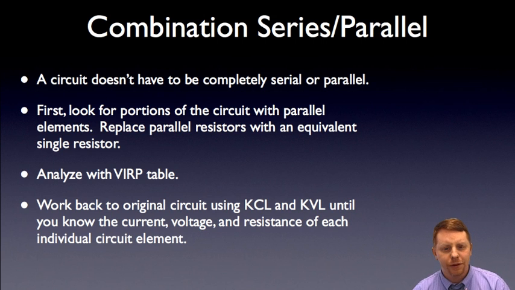But what happens if a circuit isn't completely serial or parallel? And that happens quite regularly. Well, look for portions of the circuit with parallel elements and see if you can't combine them into an equivalent element that's in series. Then analyze it with a VERP table and work your way back using KCL and KVL until you know the current, voltage, and resistance of each of those circuit elements.